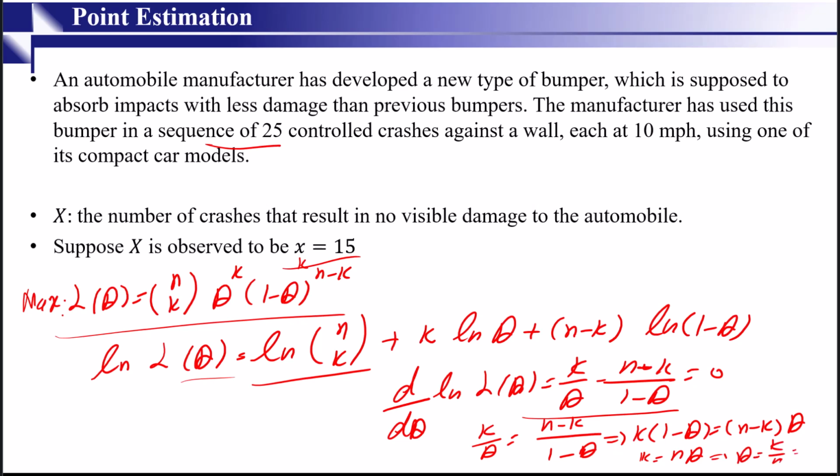And what is our k? It is 15 divided by 25, which is 0.6, right? Here also we found that theta hat is equal to 0.6. The estimated proportion of crashes with no visible damage is about 60%. Now let's move to the Python coding.